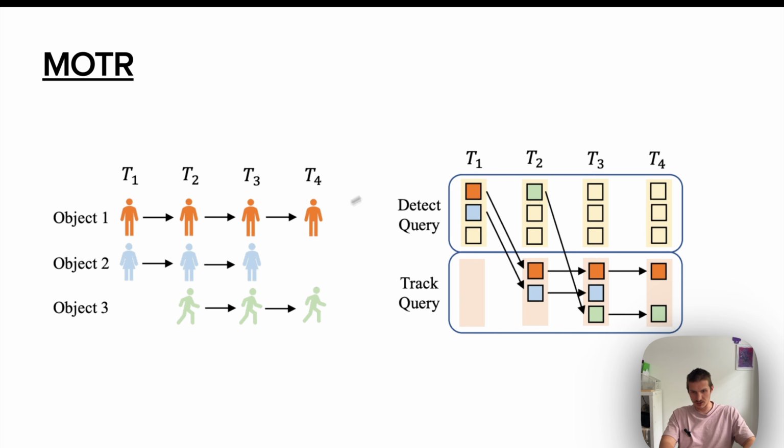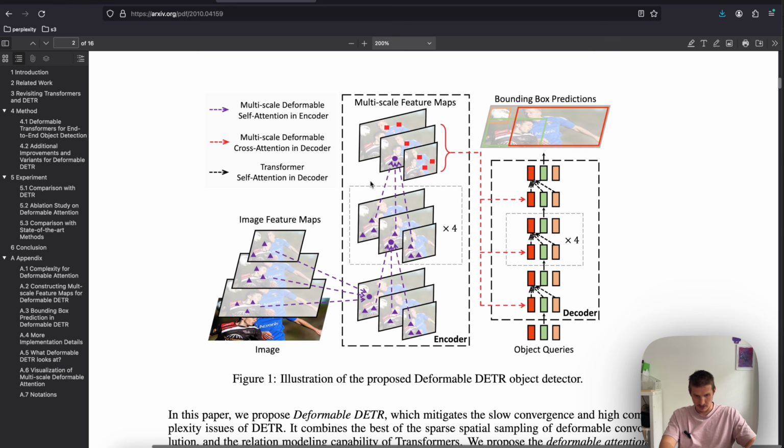And then for MOTR, when we actually track some objects, apart from some statically initialized queries that in the paper are called detect queries, we're also going to have queries that get carried over from model outputs of the previous frames. So these are the query embeddings, or query POS as they're called in the code. And reference points come from deformable DETR. So this is an image from the deformable DETR paper.